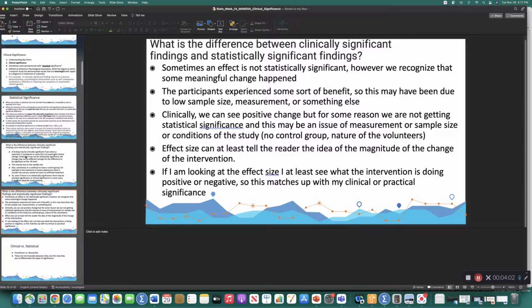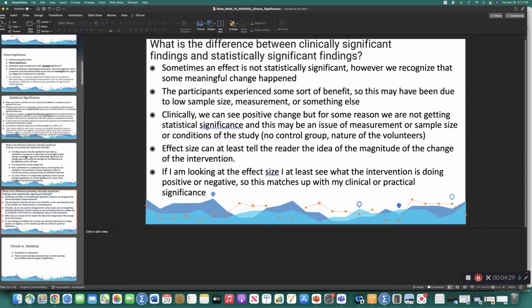Sometimes an effect is not statistically significant, but we recognize its meaningful change did happen. So the participants experienced some sort of benefit, but the statistical change may not have showed up as a function of low sample size, measurement, or some other issue with the study. But clinically, we can see positive change. We're just not necessarily seeing it statistically significant. And note, these two are not mutually exclusive.